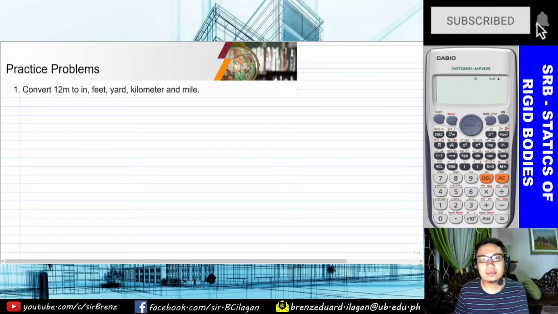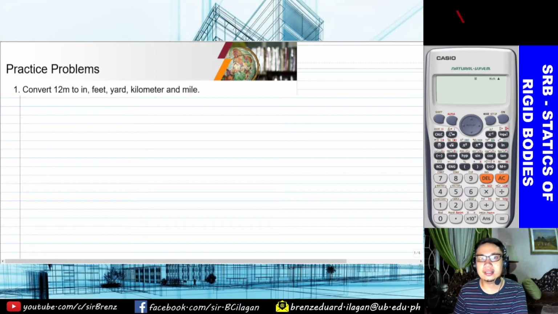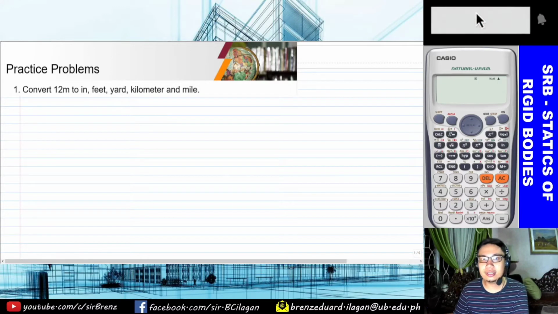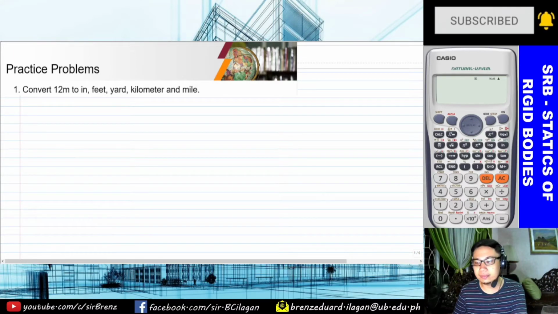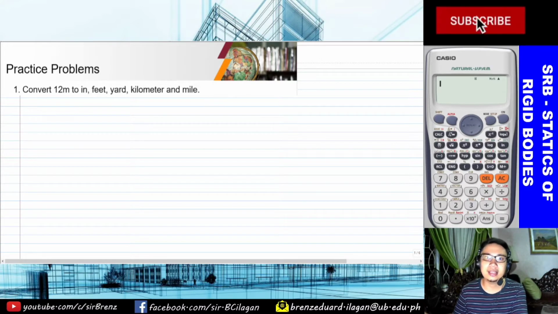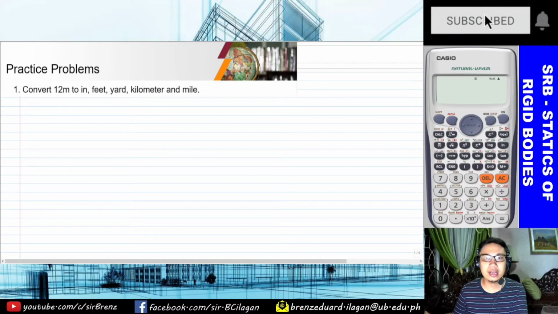Guys, as part of our discussion for the first module, which is the general principles, I prepared some problems. Most of this is conversion of the most commonly used units that we will use in SRB. I know this is very basic for you since you already did this in your previous subjects. So this is a form of review. But then again, the units we will use are not limited to these. So, again, these are just the units we commonly use.